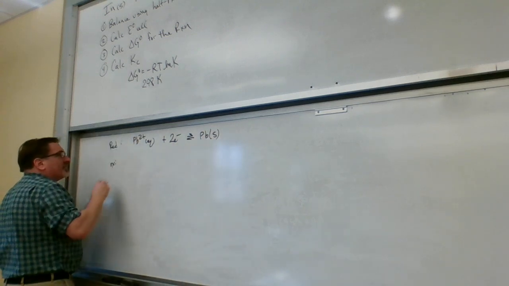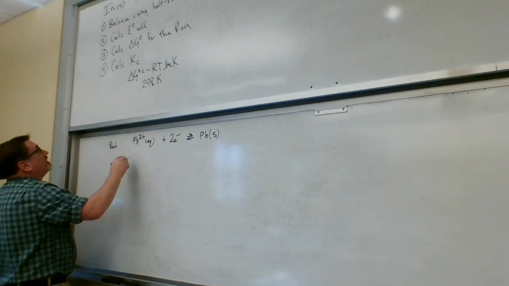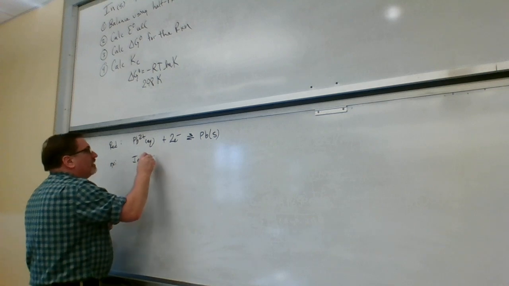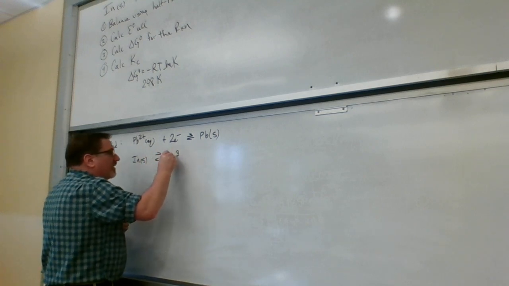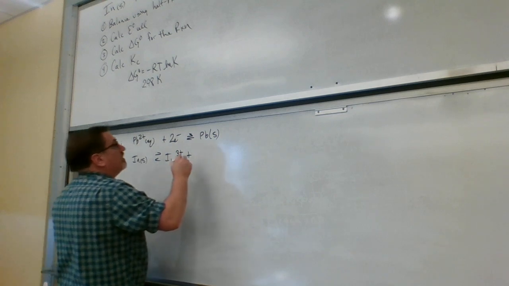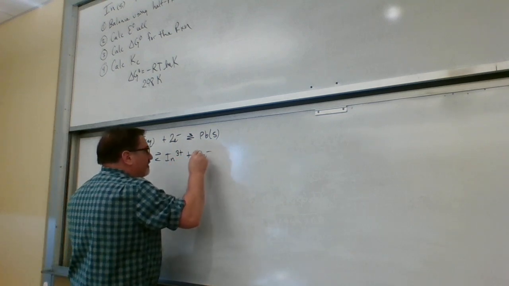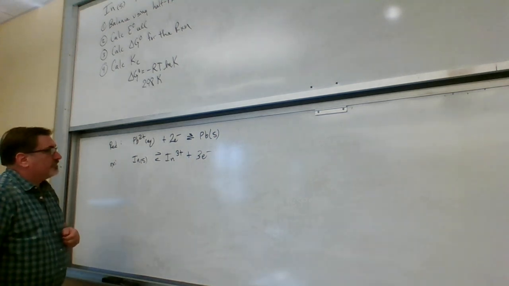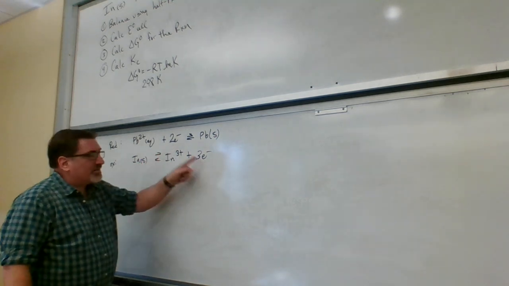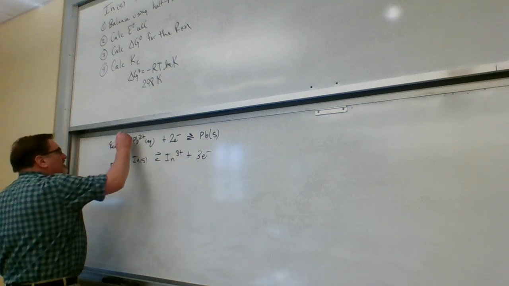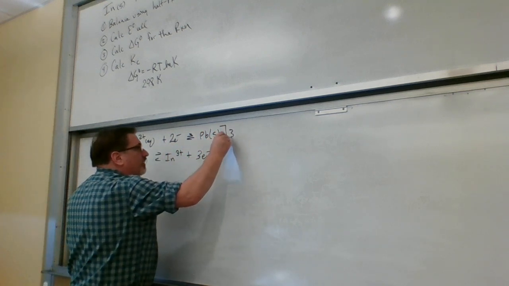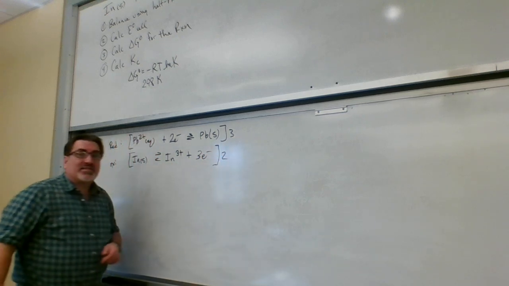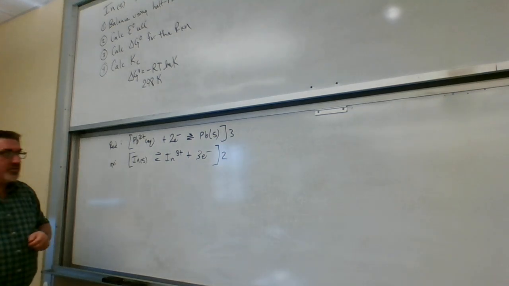And our oxidation process is the other participant, indium. In as a solid, making In3+ plus 3 electrons. So those are our half reactions. We have to balance them. We have to get the electrons to balance. That means the top one's going to be multiplied by a 3 and the bottom one by a 2, so that we have the same number of electrons produced and consumed in the two half reactions.